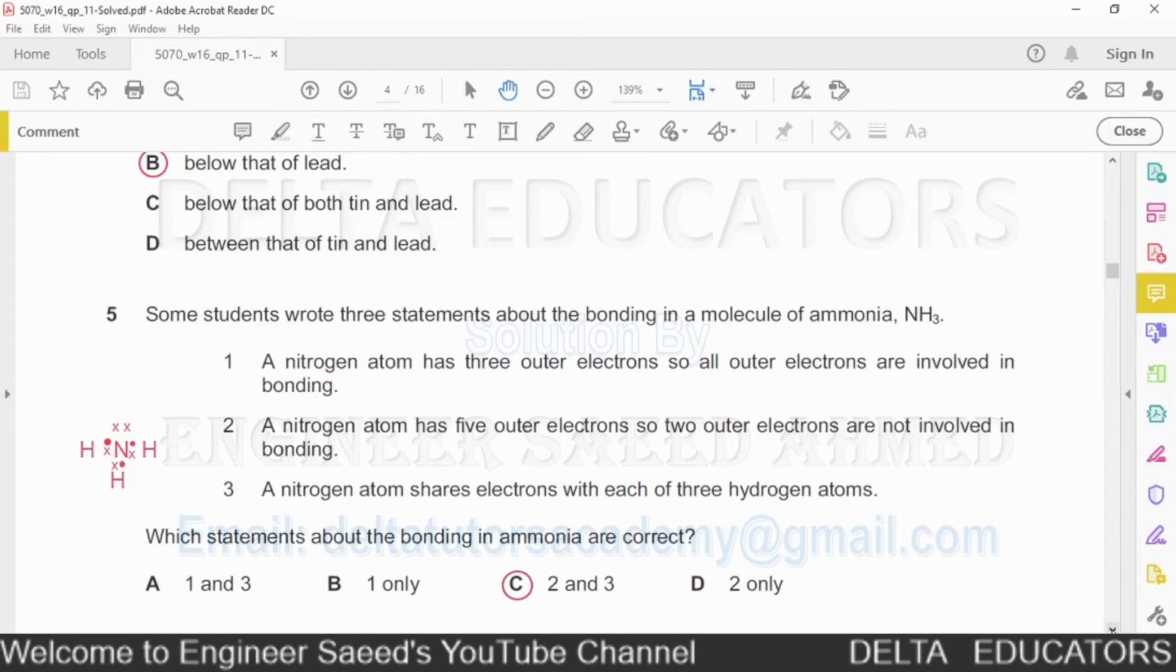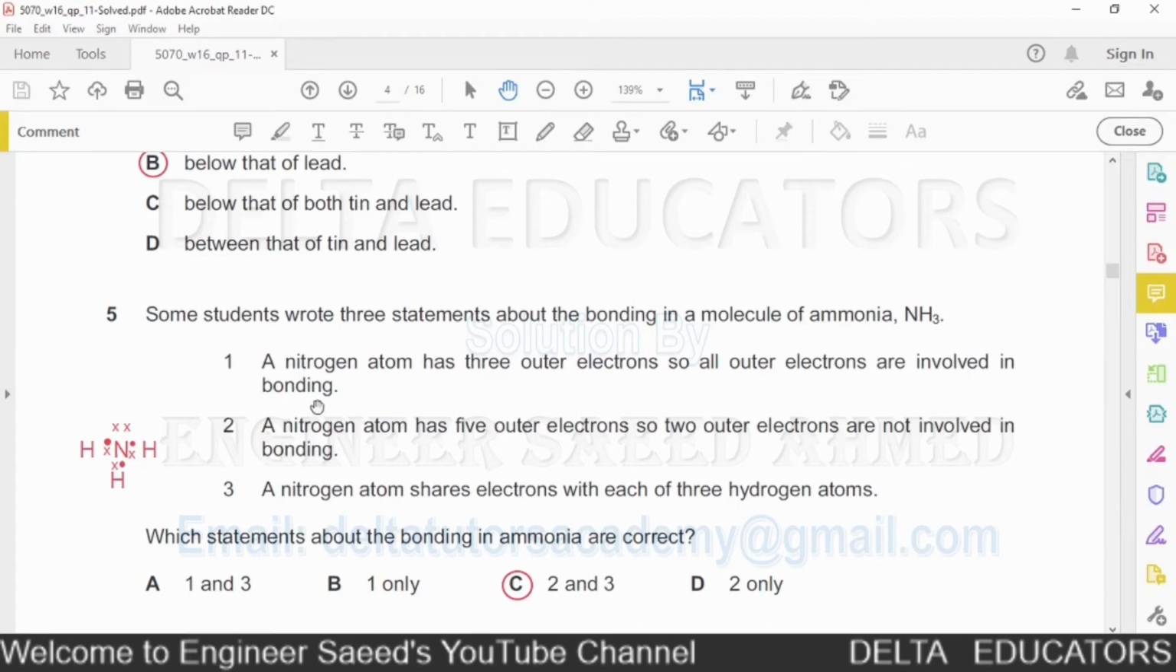Question number 5. Some students wrote 3 statements about the bonding in a molecule of ammonia. Number 1. Nitrogen atom has 3 outer electrons, so all outer electrons are involved in bonding. Nitrogen is a member of group 5A, and all the elements in group 5A have 5 electrons in their last orbital. So this one is incorrect, where it is given a nitrogen atom has 3 outer electrons. It has 5 outer electrons, not 3. So number 1 is incorrect.